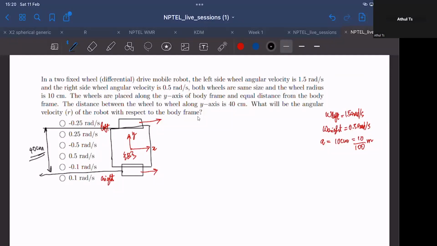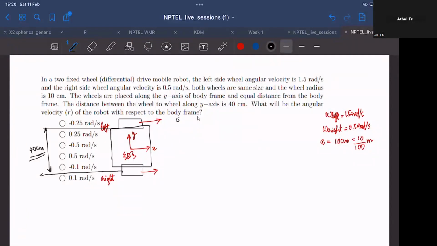So our question is, we have to find the angular velocity of the robot with respect to the body frame. So how would we find the angular velocity? Again, we would have to consider the principle of superposition. So if we only consider the left wheel to be rotating and the right wheel to be stationary, what would be the case?